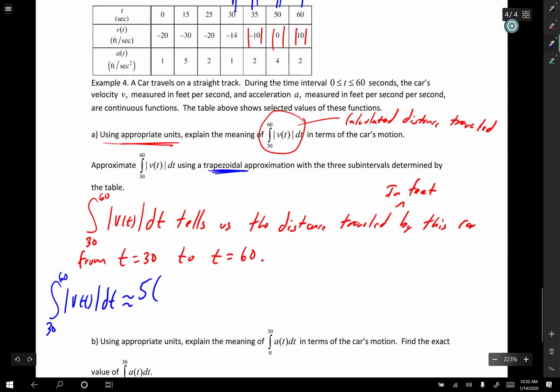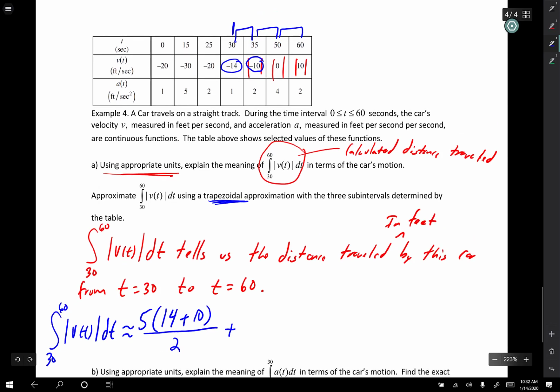Parenthesis. My first base. What's absolute value of negative 14? 14 plus, what's absolute value of negative 10? 10. And all this is divided by 2 plus. Am I okay with that first trapezoid?